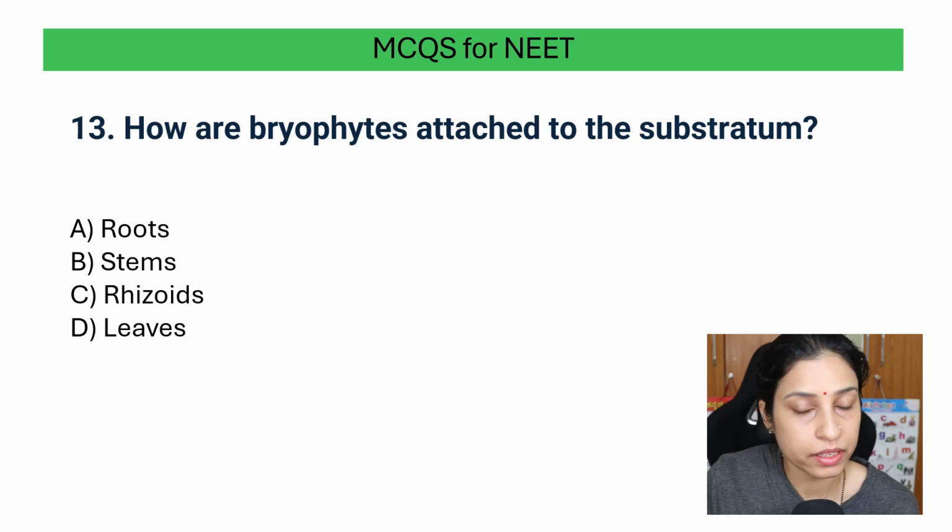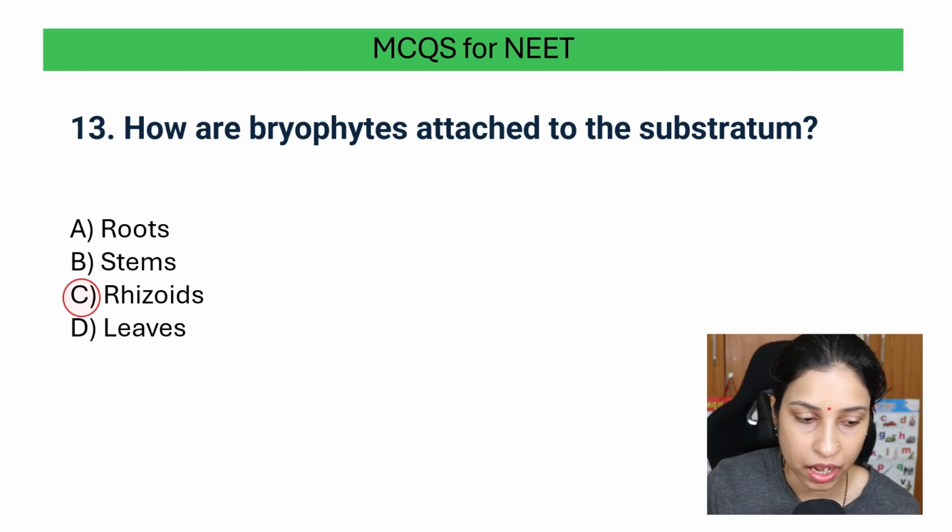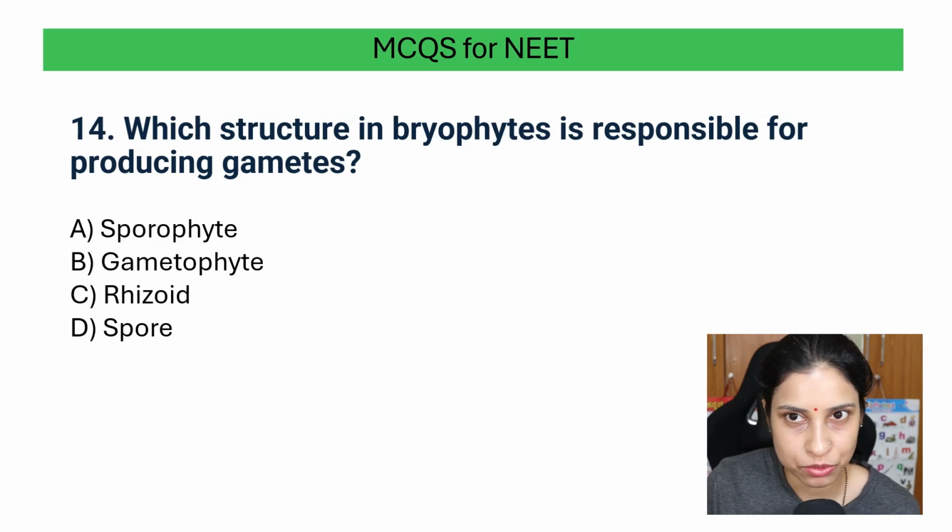Okay. Then how are bryophytes attached to the substratum? Substratum such as soil, rocks or muddy wood. How are they attached? By roots, stem, rhizoid, leaves. Of course, rhizoid. They have unicellular or multicellular rhizoids. It helps in the attachment to the substratum.